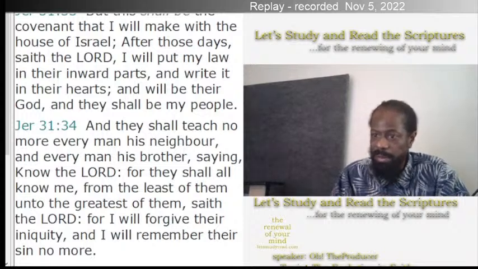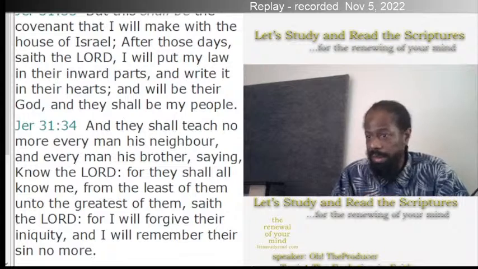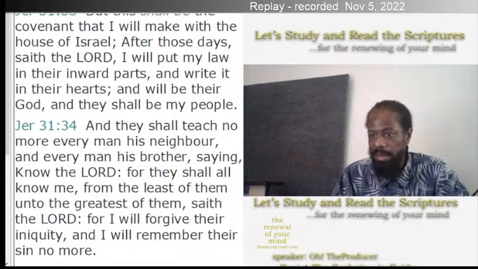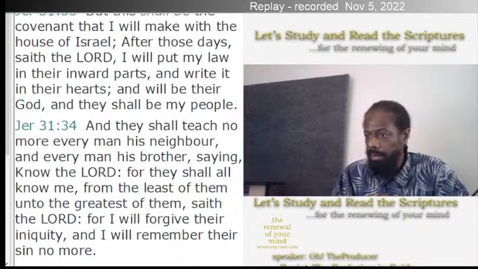Jeremiah 31:34, it says, "And they shall teach no more every man his neighbor and every man his brother, saying, Know the Lord, for they shall all know me, from the least of them unto the greatest of them, saith the Lord, for I will forgive their iniquity, and I will remember their sins no more." Right? So that's a thing that is to come.